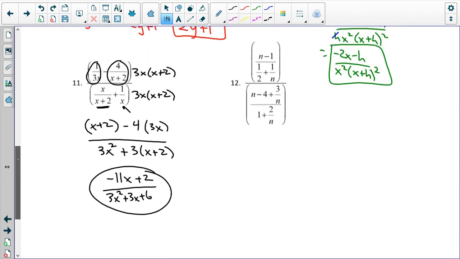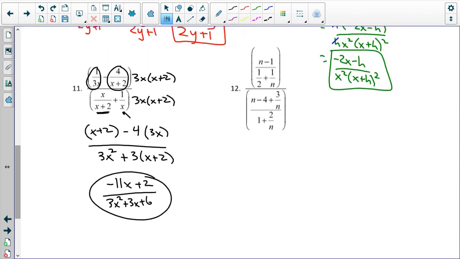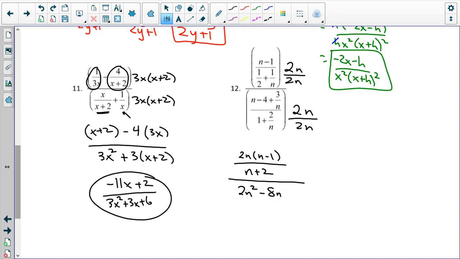Number 12. If I look at the common denominator of the denominators, it ends up being 2n. So I'm going to end up multiplying everything here by 2n. And actually, in this case, I'm going to have to multiply everything by 2n over 2n because there are fractions in lots of different spots. So I have 2n times n minus 1 over n plus 2. And then the denominator is going to end up being 2n squared minus 8n plus 6 over 2n plus 4.